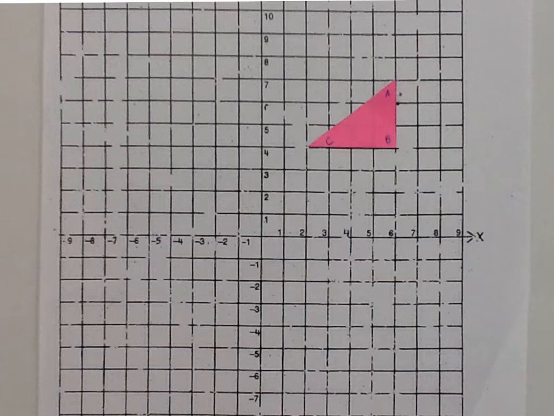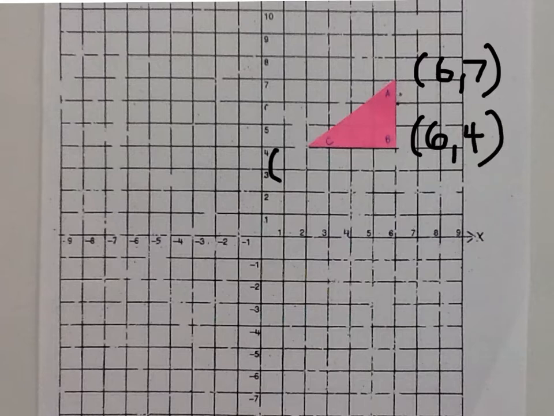Welcome back from pausing the video. For point A, you should have the value x equals 6, y equals 7. For point B, it's x equals 6, y equals 4. And for point C, x equals 2, y equals 4. In the next slide, you're going to see that the triangle has moved, and I want you to write down what move was done.